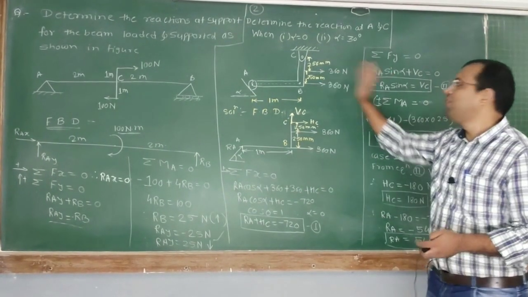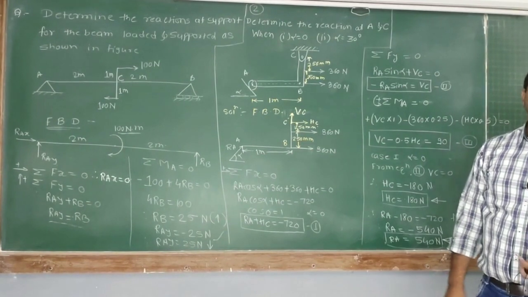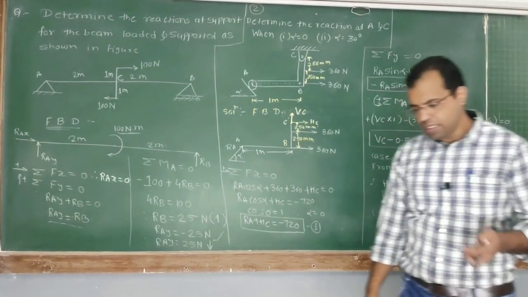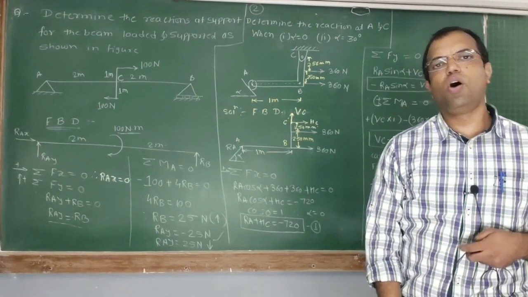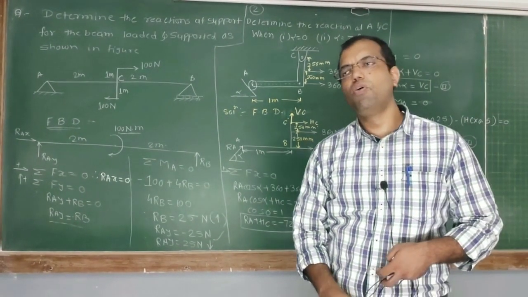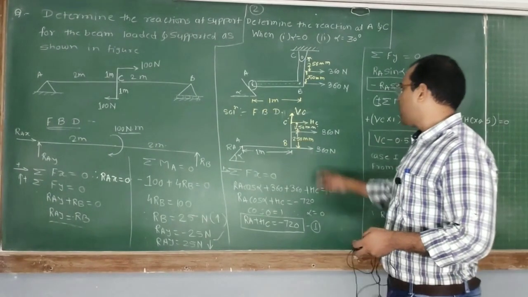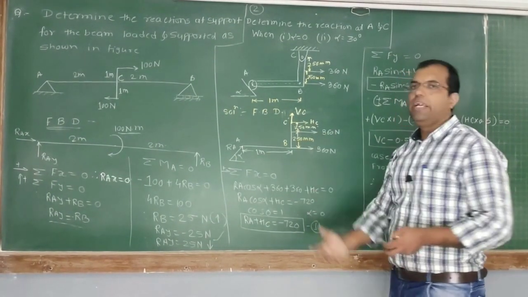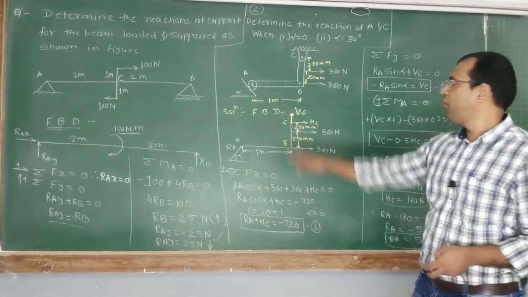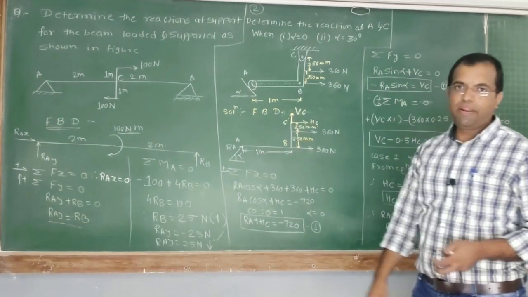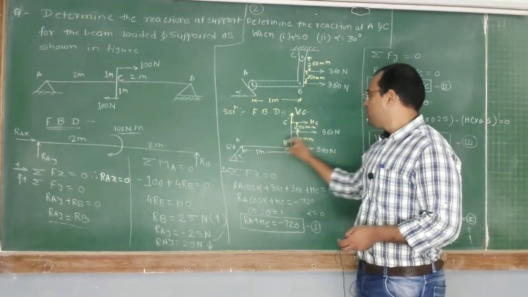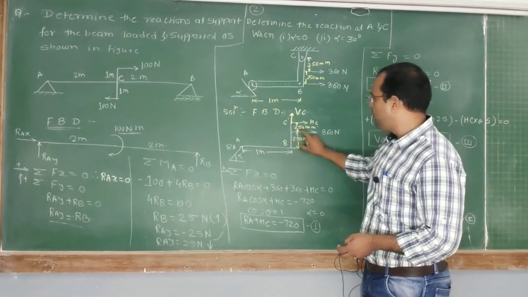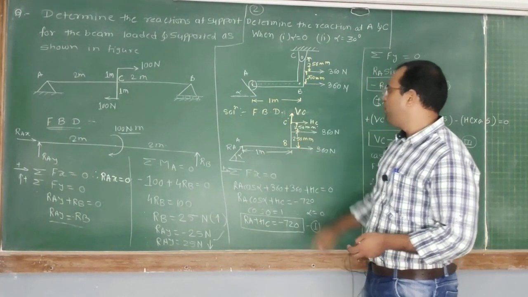So let's draw the free body diagram. First step is the free body diagram. We have to replace the entire body by the isolated body, which shows all the active and reactive forces. Here the active forces are 360. Weight is not mentioned, so don't consider weight of this frame. This distance is given 1 meter, this distance is given 250 mm, and this distance is given 250 mm.